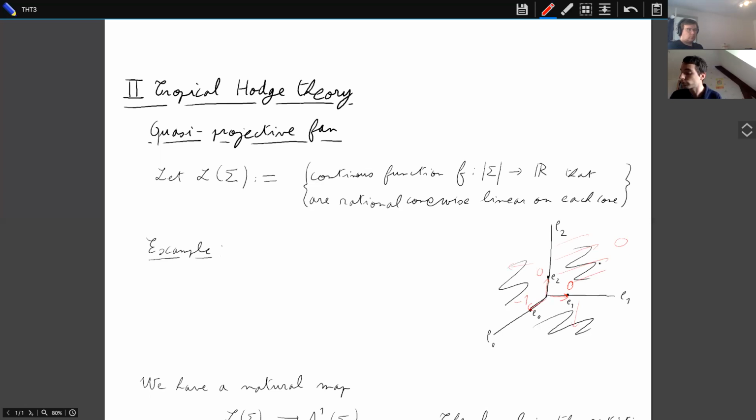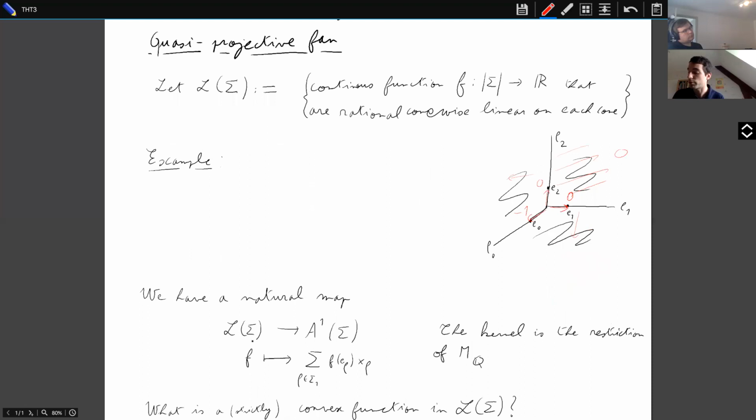So there is a natural map from this space of conewise linear functions to the cohomology. I can map f in the same way as for the linear maps: I evaluate f on each unit vector of each ray and then multiply by x_ray. So for instance, this one will be mapped to minus x_rho_0. And so the kernel of this map is by definition the restriction of M_Q in L sigma. So it's just the linear forms. You have piecewise linear forms which go into A^1, and the linear ones are mapped to zero.